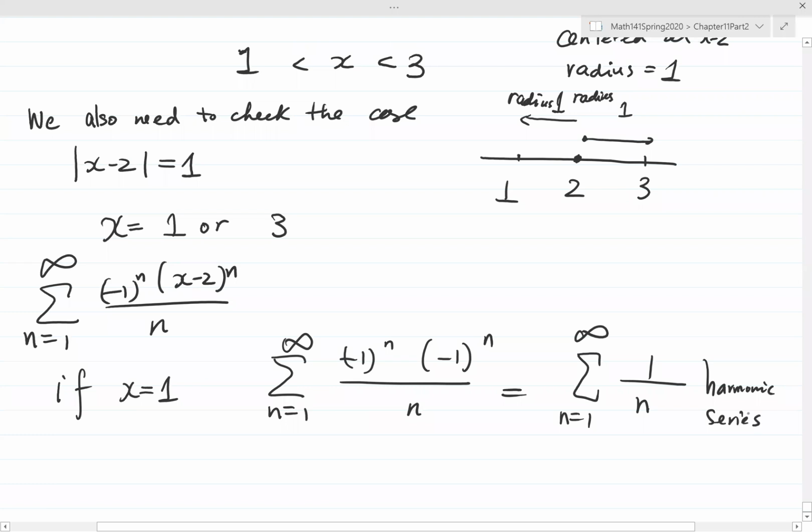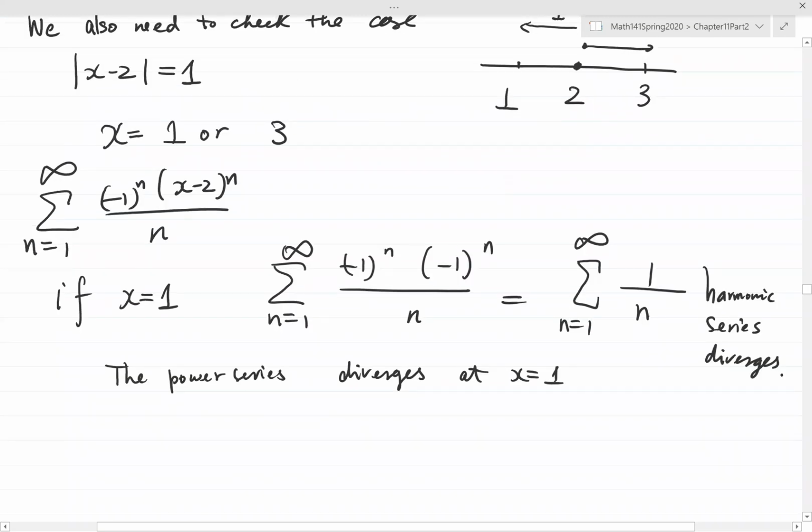And we know it diverges. So the power series does not converge at x equals 1; it diverges there. Now what happens if x is 3?